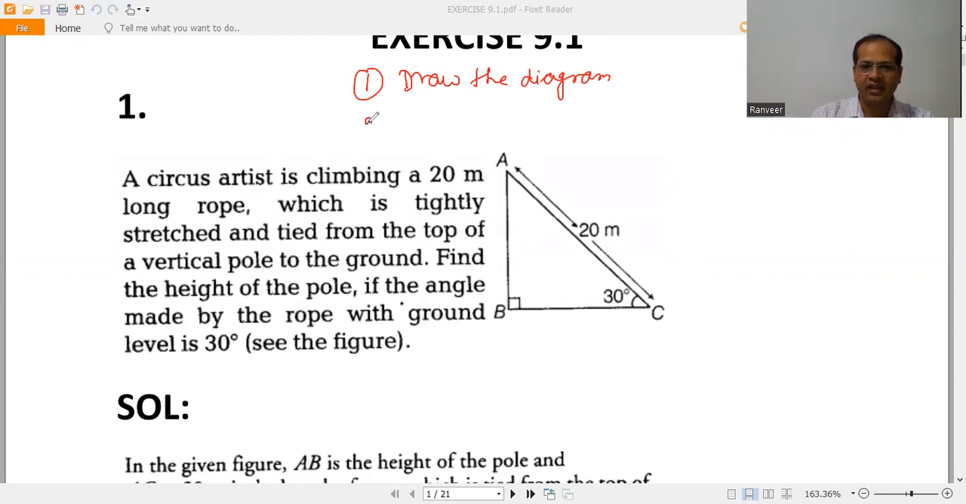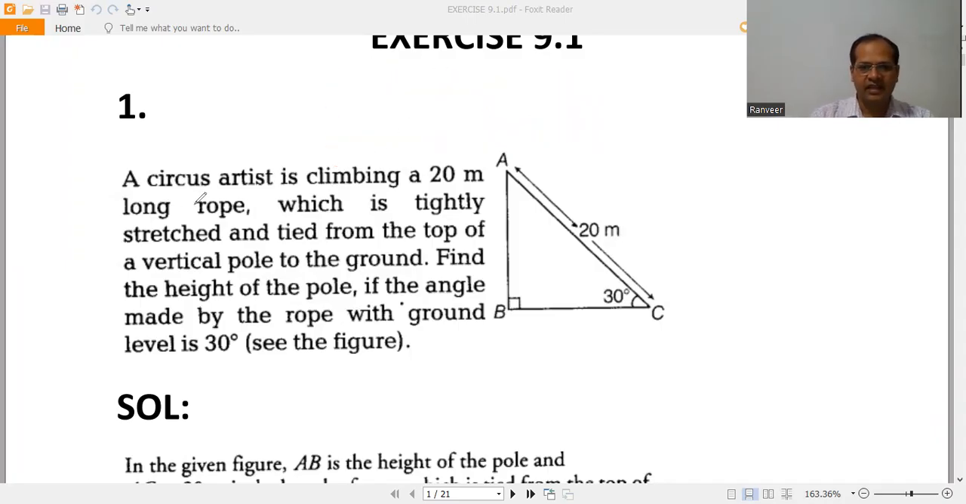Second thing, after drawing the diagram, indicate whatever value is given, and after that you have to apply sin theta, cos theta, and tan theta, whatever is required, to find out the value of the unknown. This is only a two-step problem.